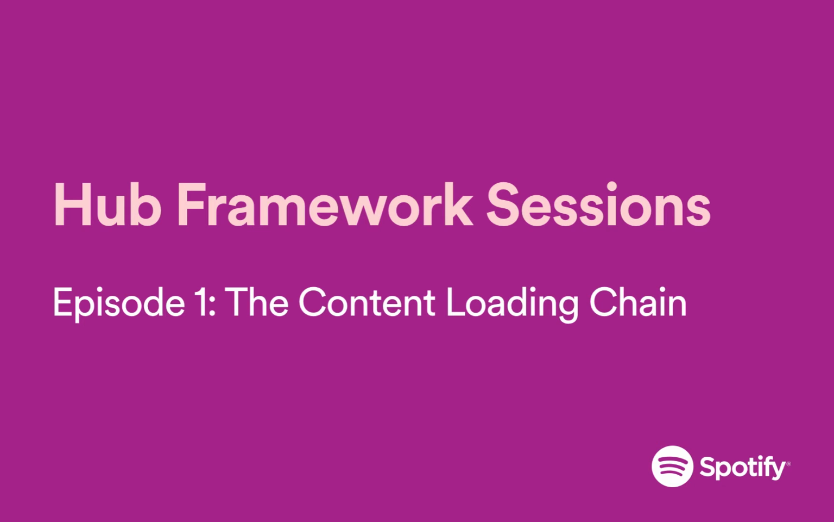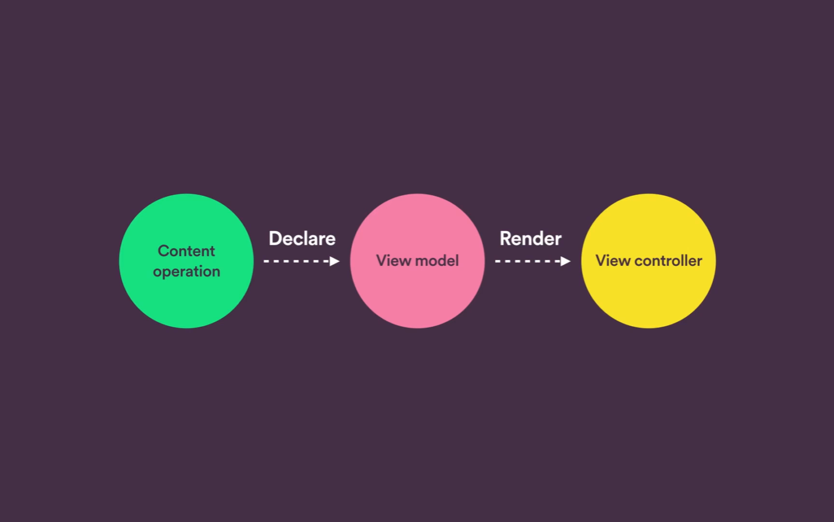This first episode is about the content loading chain and how you can chain content operations together to build the content of your view. In the Hub framework, you use what are called content operations to declaratively create your view models. Those view models will then be used to render view controllers in your app using components.